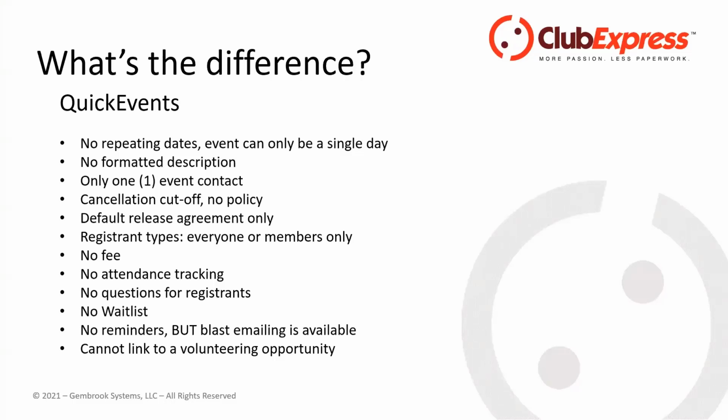There's no attendance tracking for a quick event. You cannot ask your registrants questions. So with a regular event, you are used to being able to ask questions per registration or per registrant. So you're not able to do that with a quick event. But of course, if you have questions that you want to ask your members, you can always push out a survey. There isn't a wait list that you can configure for a quick event, and there aren't reminders, but blast emailing is still available. And finally, unlike regular events, you cannot link a quick event to a volunteering opportunity.